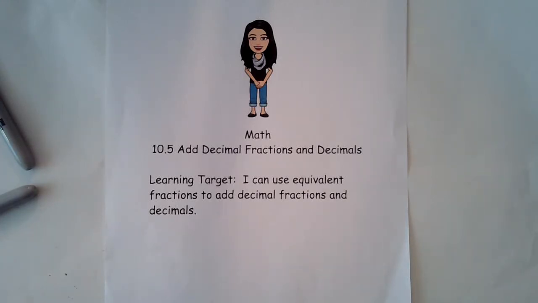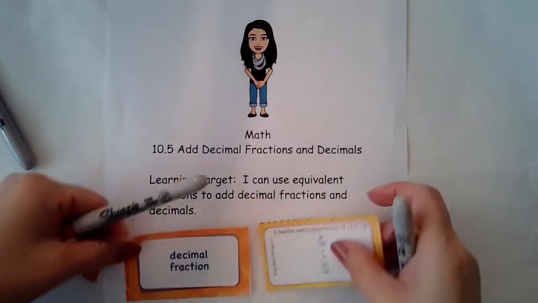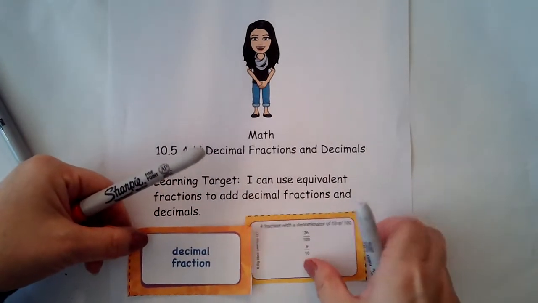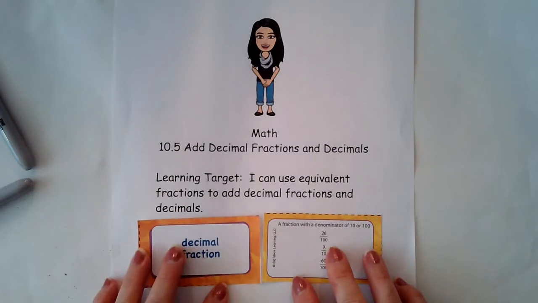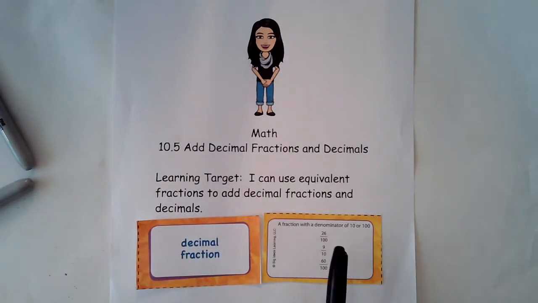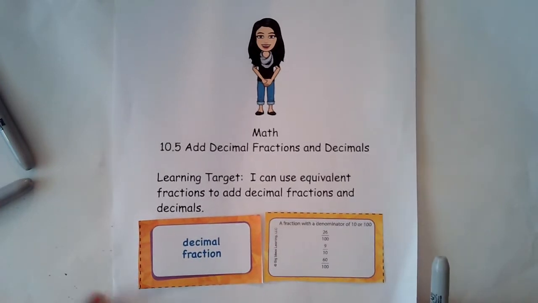Math. 10.5, add decimal fractions and decimals. Learning target: I can use equivalent fractions to add decimal fractions and decimals. Let's go over one of our vocabulary words for today, and that is decimal fraction. A fraction with a denominator of 10 or 100: 26 100ths, 9 tenths, and 60 100ths.